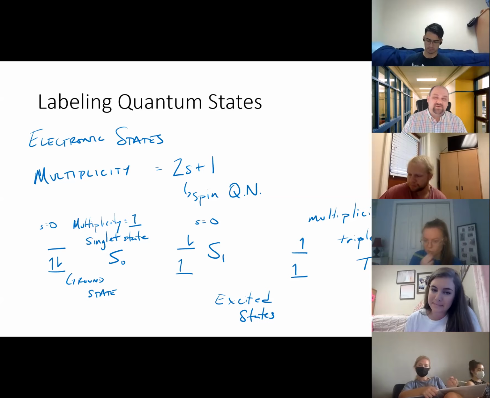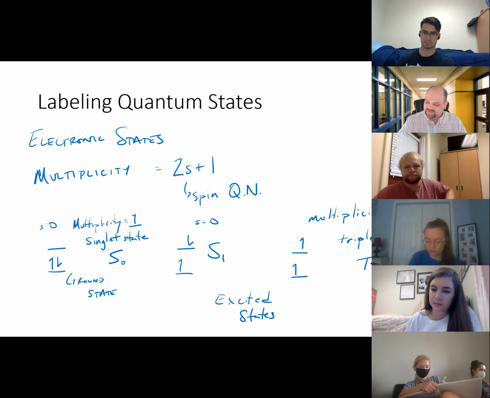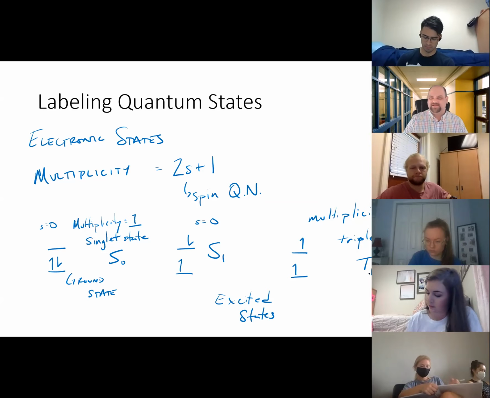Even though this is the lowest energy triplet state, because we can't have two electrons with the same spin in the same orbital, we don't consider this a ground state, right? This is still an excited state because not all the electrons are in their lowest energy level. And so this is the first excited triplet state. So we have S naught, S1, and then T1.